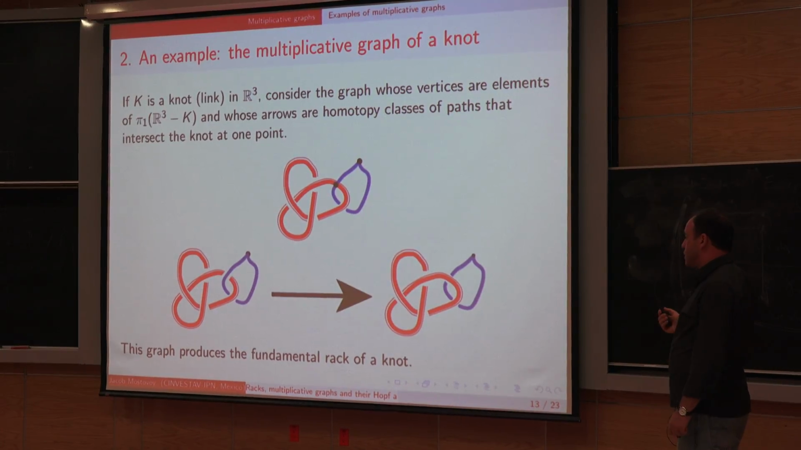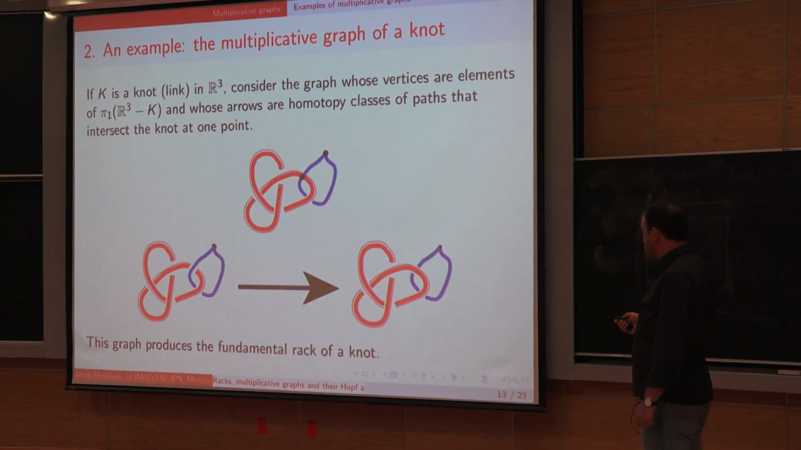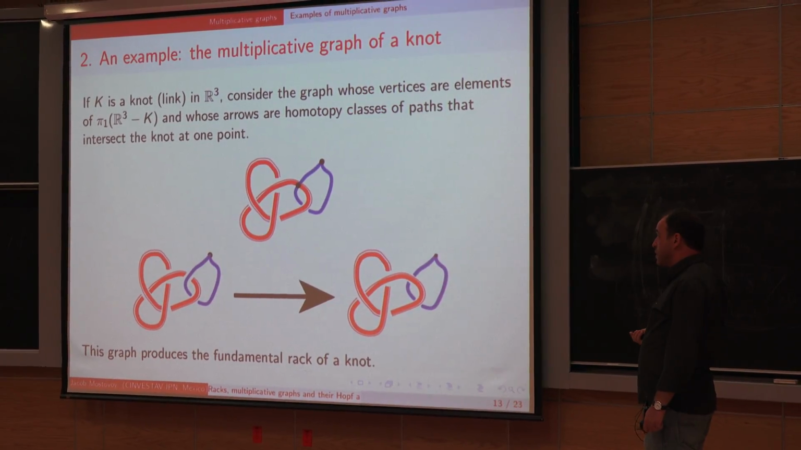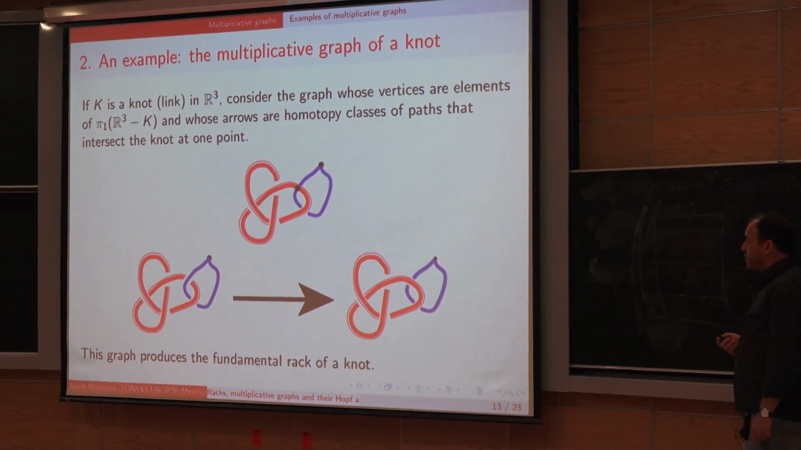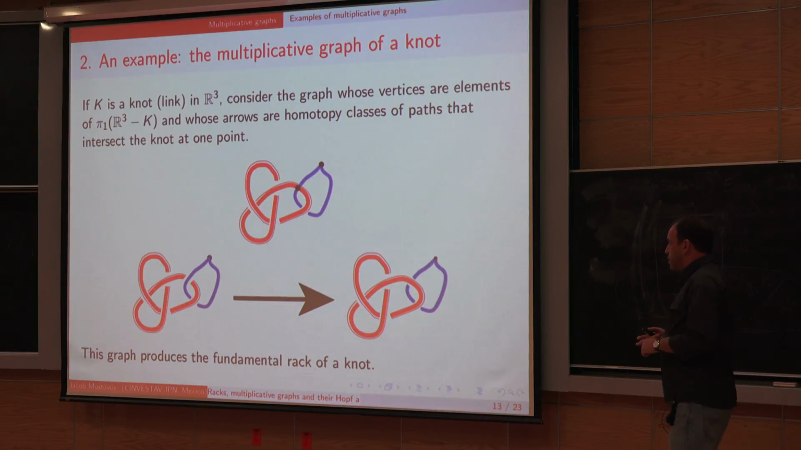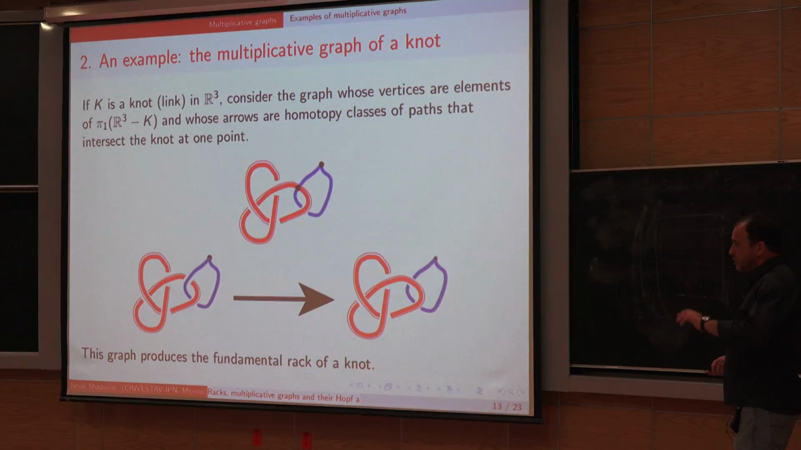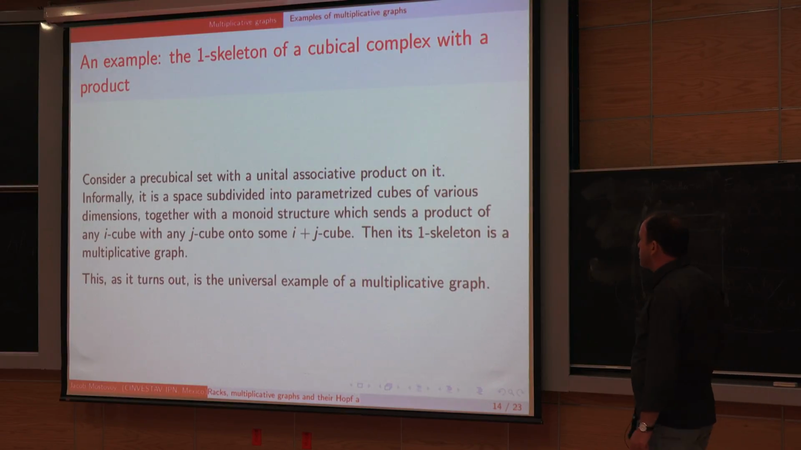And again, this is one reason why very similar things have appeared in the theory of finite type invariance. And finite type invariance, well, it's slightly different. People study singular nodes when nodes have crossings. Here we have crossings of a path in the exterior of the node with the node itself. But it's a whole subject for discussion, how these things work. And this is the universal example of a multiplicative graph.